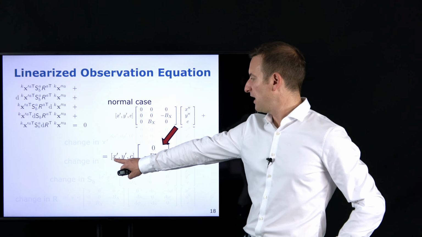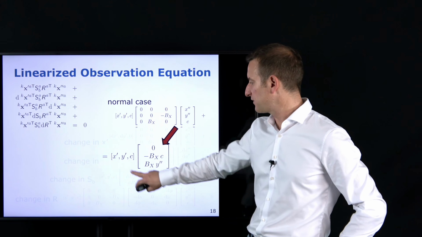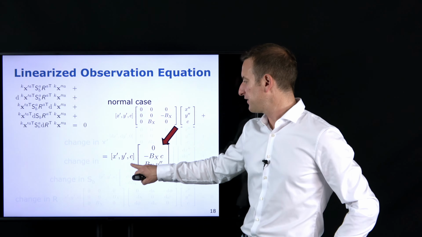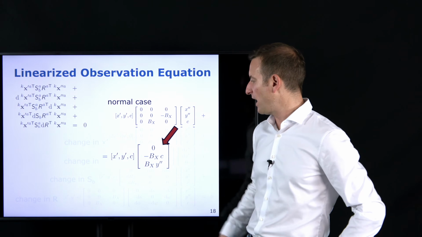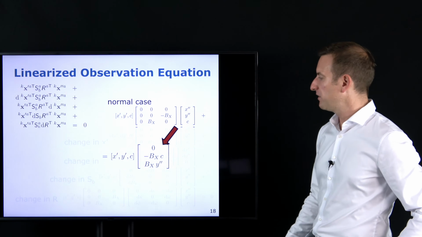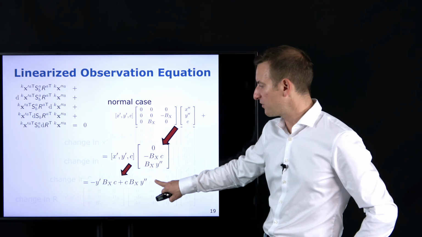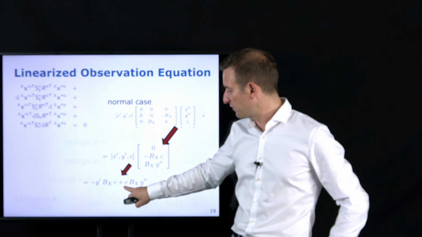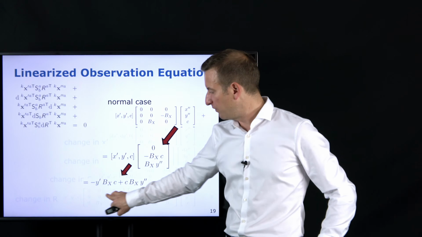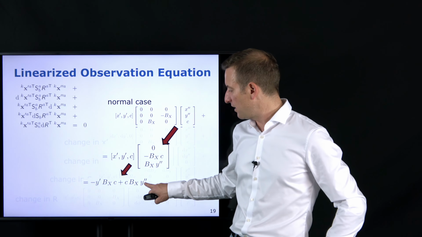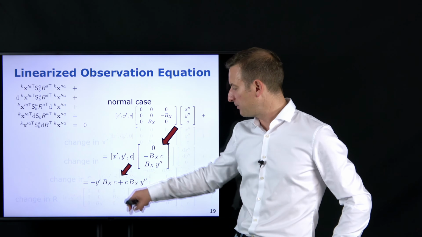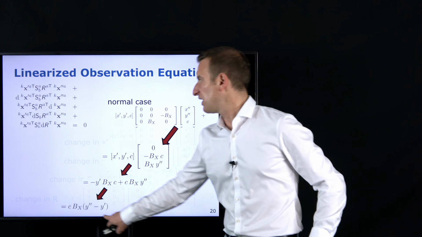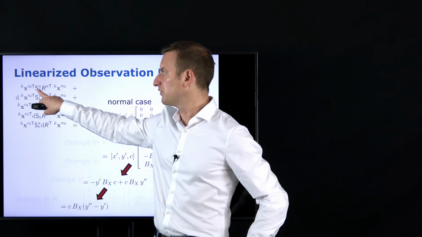x prime times 0 will cancel out. I have y prime times minus bx c, this remains, plus c times bx y double prime. If I perform this computation, this is exactly the result that I get. The only quantity which appears multiple times in here is c times bx. So I can move c times bx out of the bracket, and what remains is y double prime minus y prime plus a factor. So this is my resulting solution, how this first expression looks.